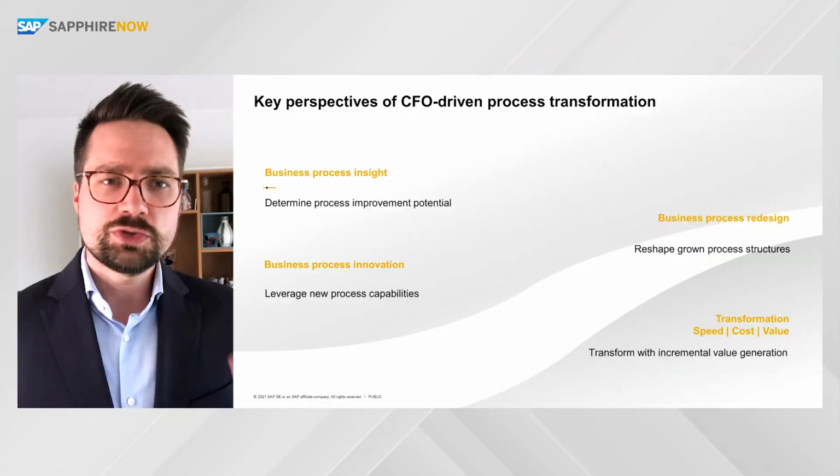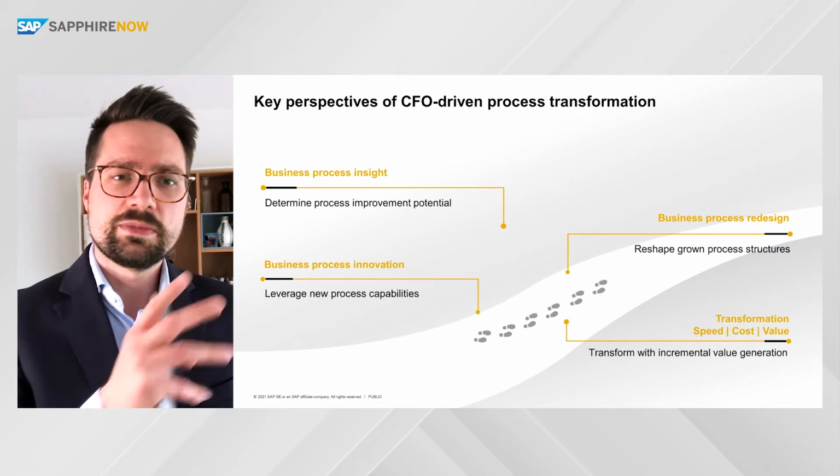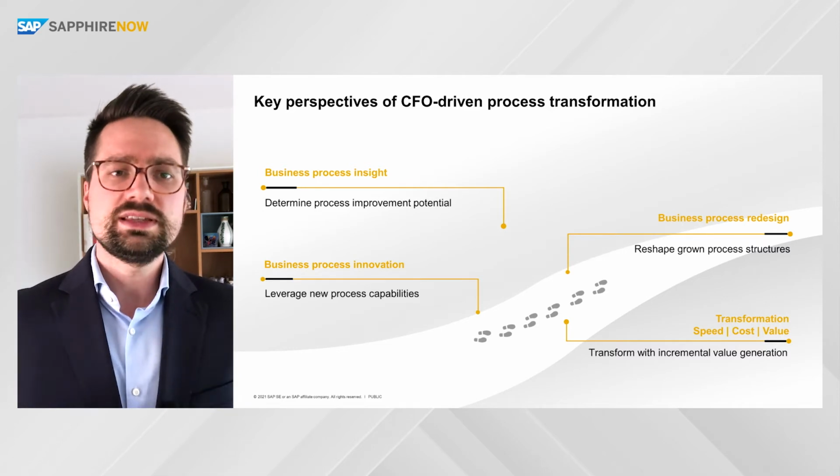But the question is, how do you get there? And when I talk with customers, or from my experience with transformations, I think there's four key perspectives that we have to look at in such a transformation exercise. First, we have to understand the starting point of the transformation. So what is the transformation potential that I really have as a business? From there, I have to look at how do I want to redesign my processes?